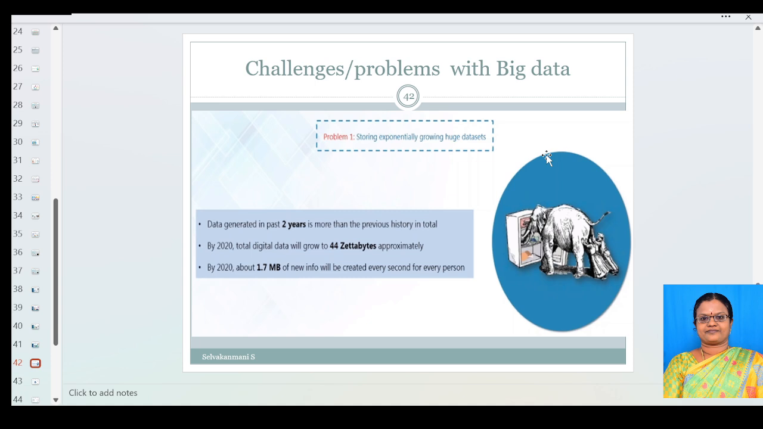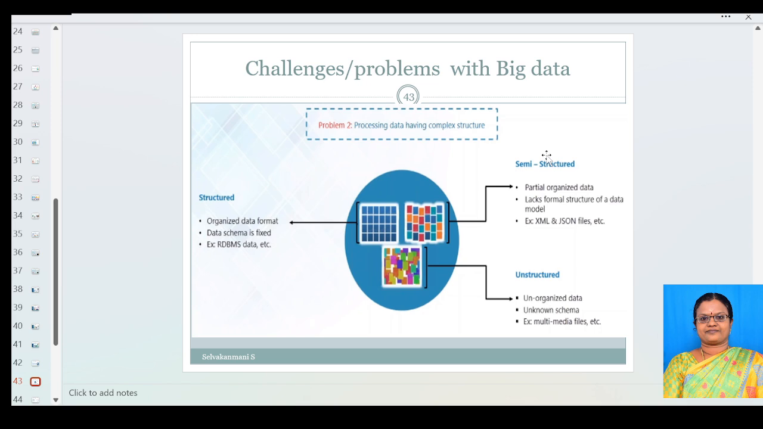So what are the challenges or problems with big data? The first problem is storing an exponentially huge amount of information, then processing data which has a complex structure, because the data will be in structured, semi-structured or unstructured format. What is a semi-structured format? It is partially organized. It doesn't follow any formal structure of a data model. There will be a data schema or something, but the information won't be present.